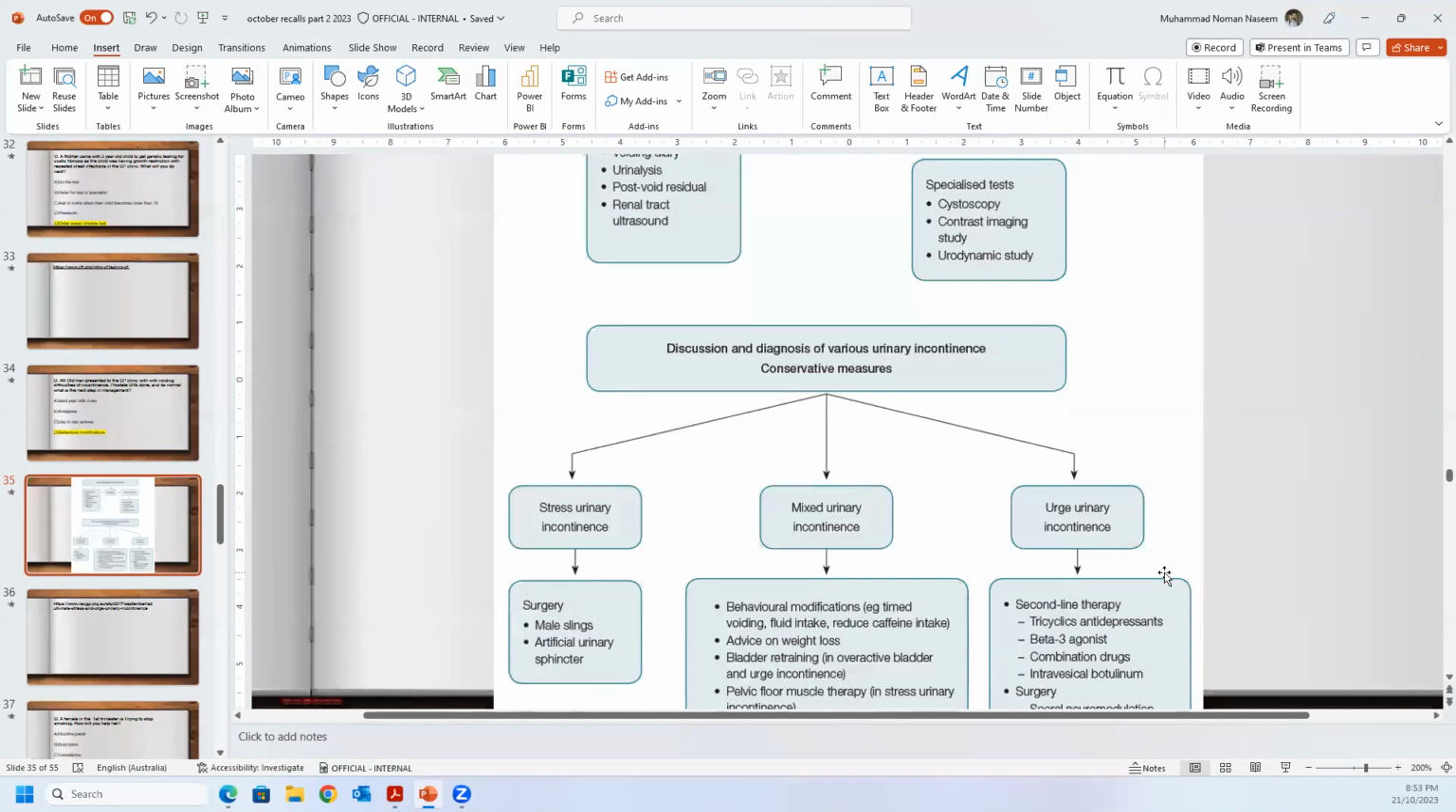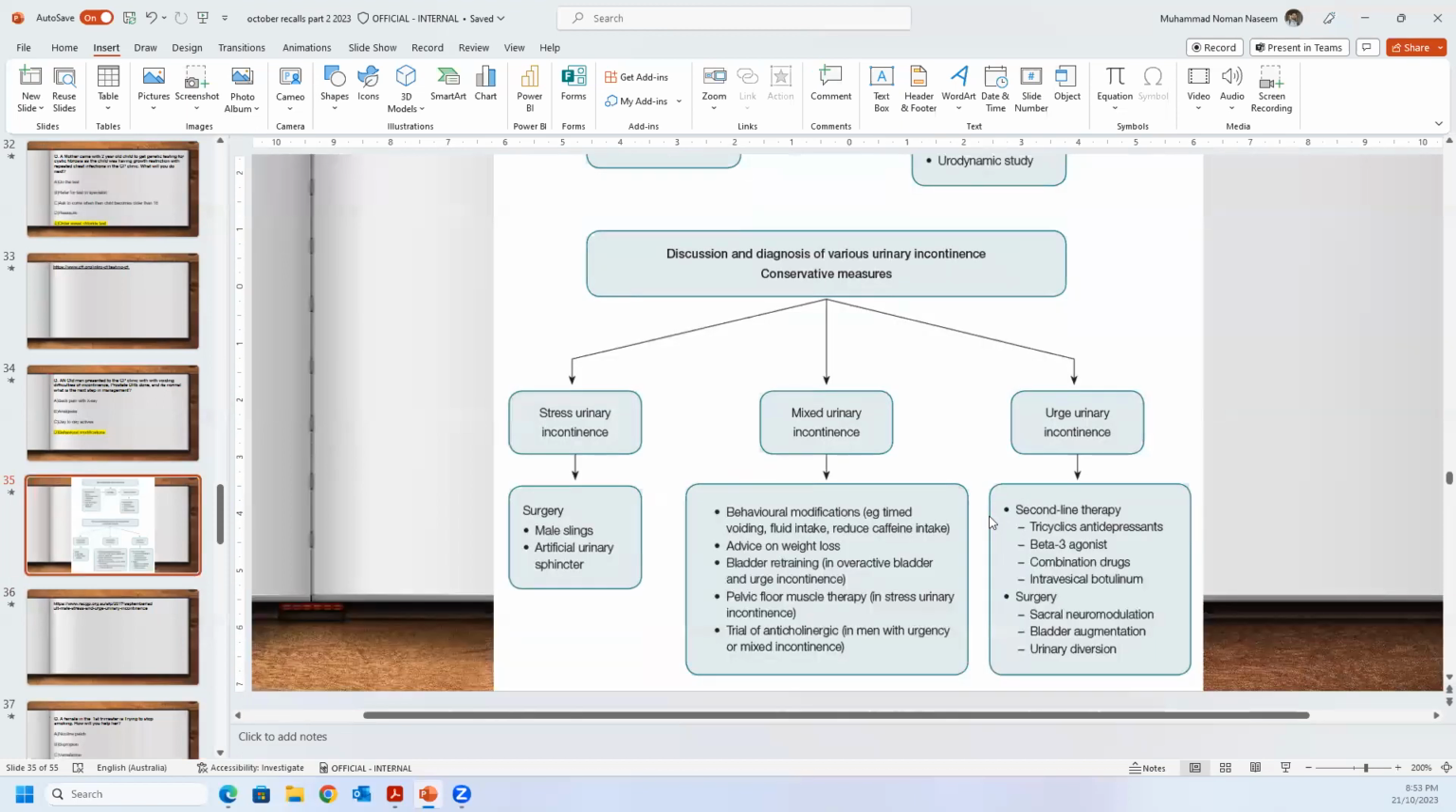If it's urge incontinence or overflow incontinence, oh, sorry about that. The first thing we do is the behavioral modifications. I know it's written under mixed urinary incontinence, but we do it in the urge incontinence. Behavioral modification is not done in the stress. In the stress, we do the Kegel exercises first. Behavioral modification is very important in the urge incontinence. Number two, bladder retraining is also very important in the urge because there is an overactive bladder syndrome. So we do bladder retraining in the urge incontinence.